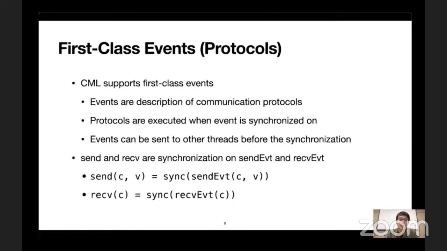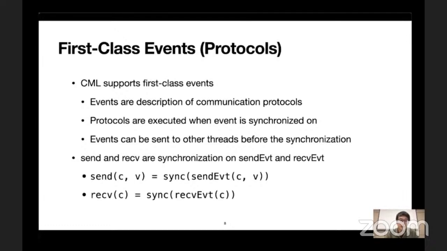After we understand the example, let's look at first-class events, or sometimes we call them protocols. CML provides first-class events. These events are descriptions of communication protocols, and protocols are executed when those events are synchronized by a thread. Note that an event is a first-class value, so it doesn't have to be synchronized immediately. A thread can construct an event and send that event to another thread before the synchronization.